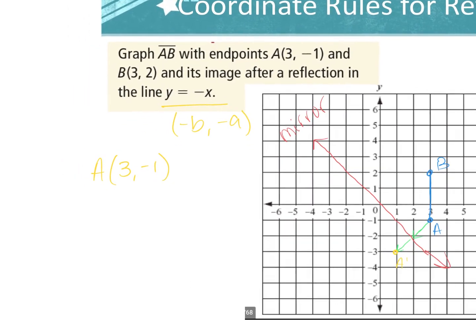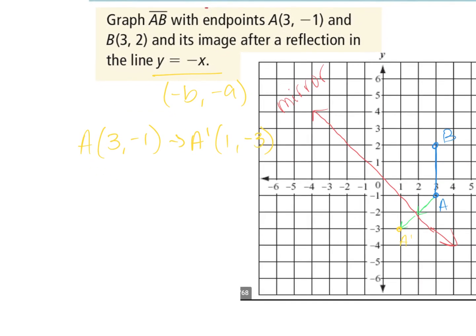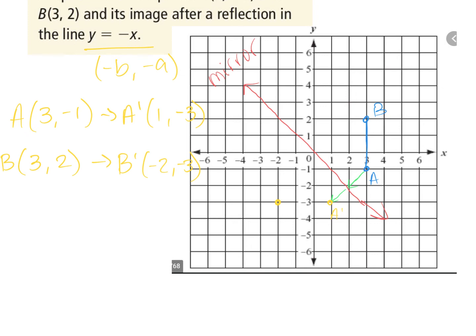Negative b, negative a. So reverse the order. A prime, reverse the 3 and the -1. So now it's (-1, 3), and also change the sign. So it's going to be (1, -3). Isn't that what we got when we reflected it? Yes. Cool, right? Very cool. Okay. Now B. B's coordinates were (3, 2). So it's going to be (-2, -3). Good. B prime is going to be (-2, -3). That's down here.